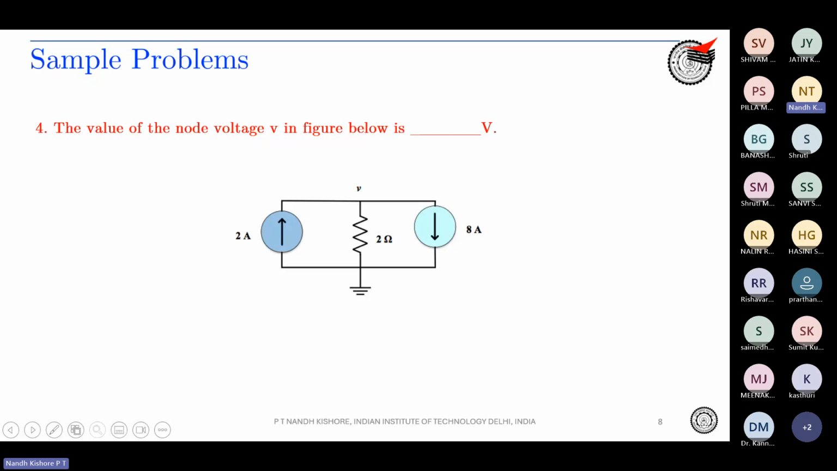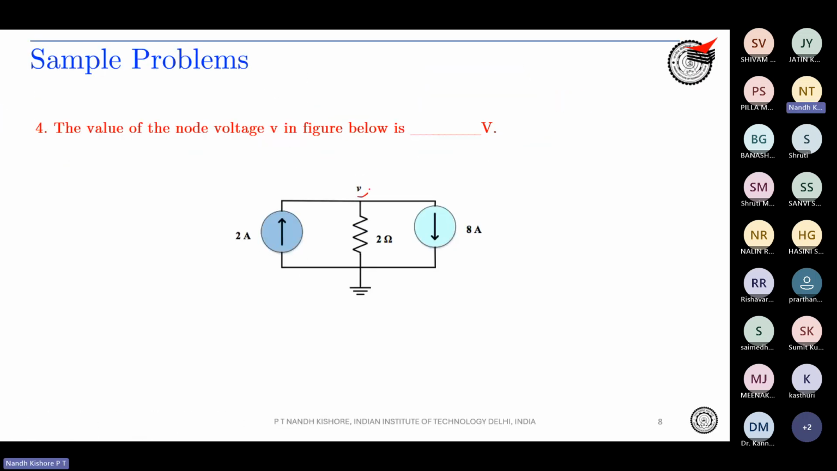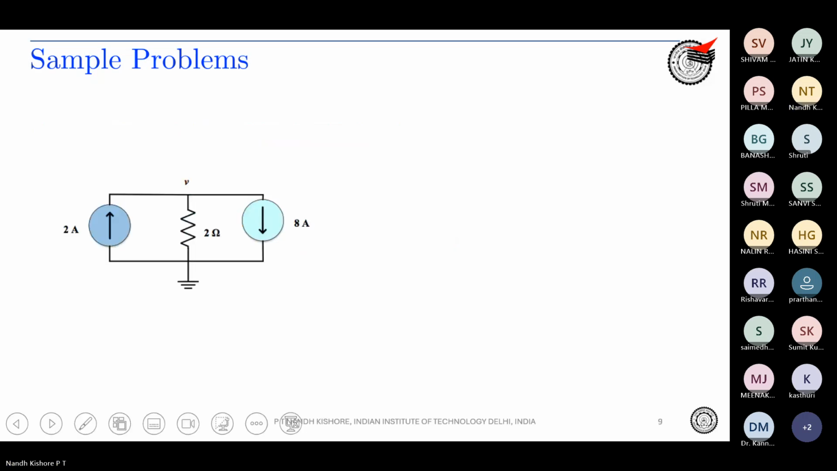The value of the node voltage V in the figure below is what? So what is the value of V, is the question. So what do you do? 12 volt. Yeah, correct, 12 volt. 2 amperes going over here and 8 amperes going over here.